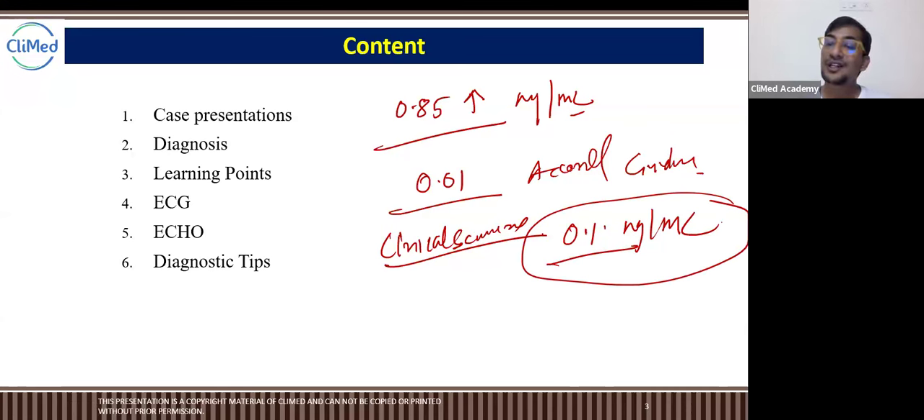Okay, 0.1 ng per ml we consider as the normal level of troponin T, right?